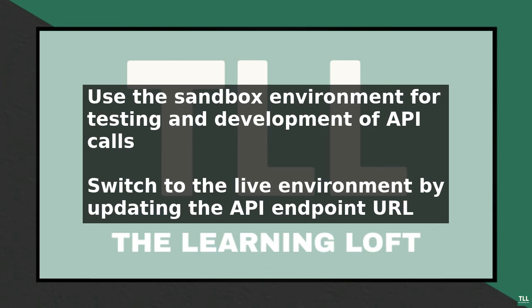Best practices for using the Bill.com API include caching frequently accessed data, implementing retry logic for failed API calls, and using webhooks for real-time notifications. Additionally, ensure that your API calls are properly formatted and validated to avoid errors.